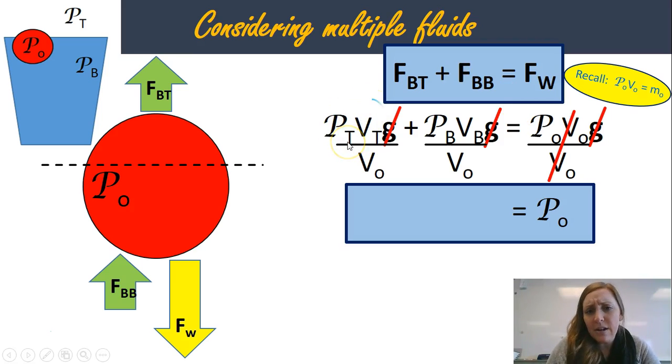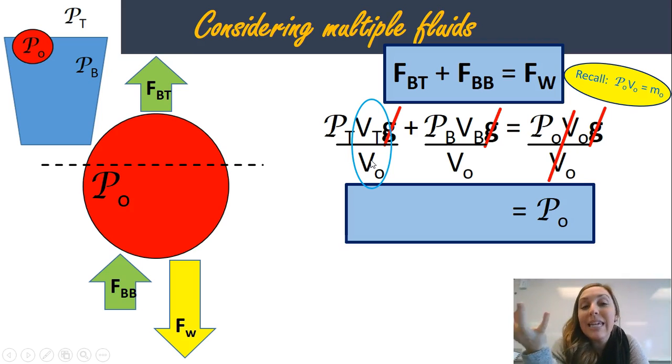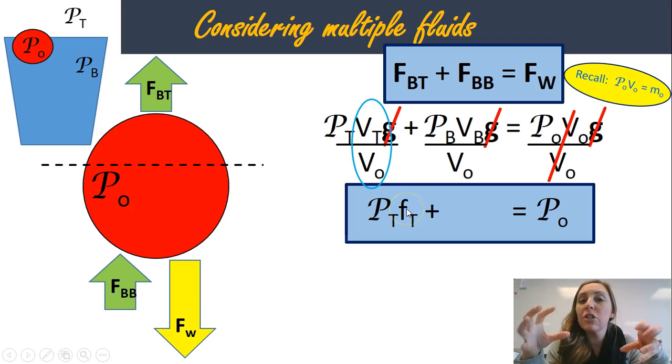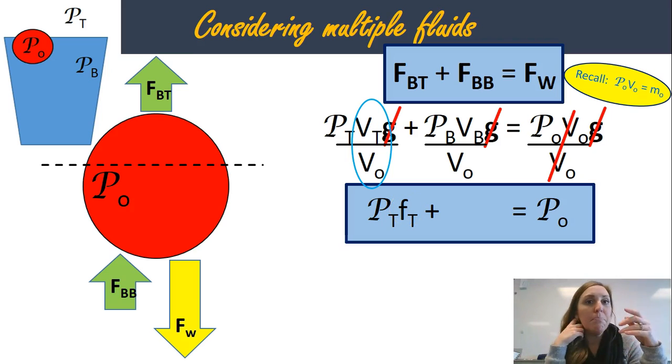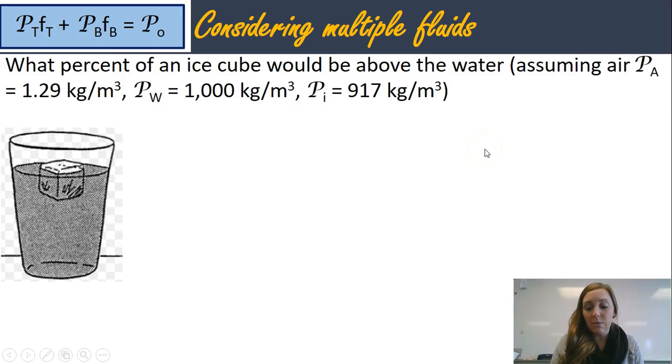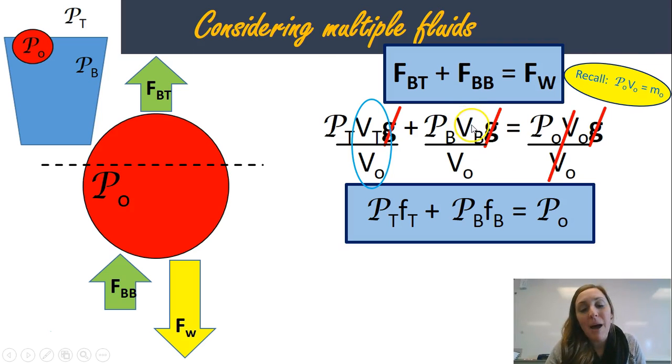Now if I look over here, you'll notice that I have volume of the top divided by volume of the bottom. And we saw that just a minute ago. Volume of the top divided by volume of the bottom, we labeled that as fraction top. So this technically is the density of the top fluid times just the fraction of the object that is 0.12 or 0.75, whatever part of the whole object is up on the top. And then same thing here. Oops, sorry. The volume of the bottom divided by the volume of the object is the fraction of the bottom.